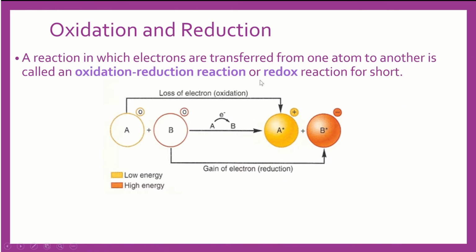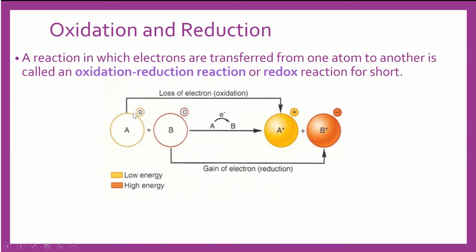So in our redox reactions, and redox is short for oxidation reduction reaction, or, well, if you look at it the way redox is written, reduction oxidation reaction. You have a reaction occurring. Here we have A plus B, and they're going to form A positive and B negative. When that reaction occurs, we have a transfer of electrons. An electron is being transferred from A to B.